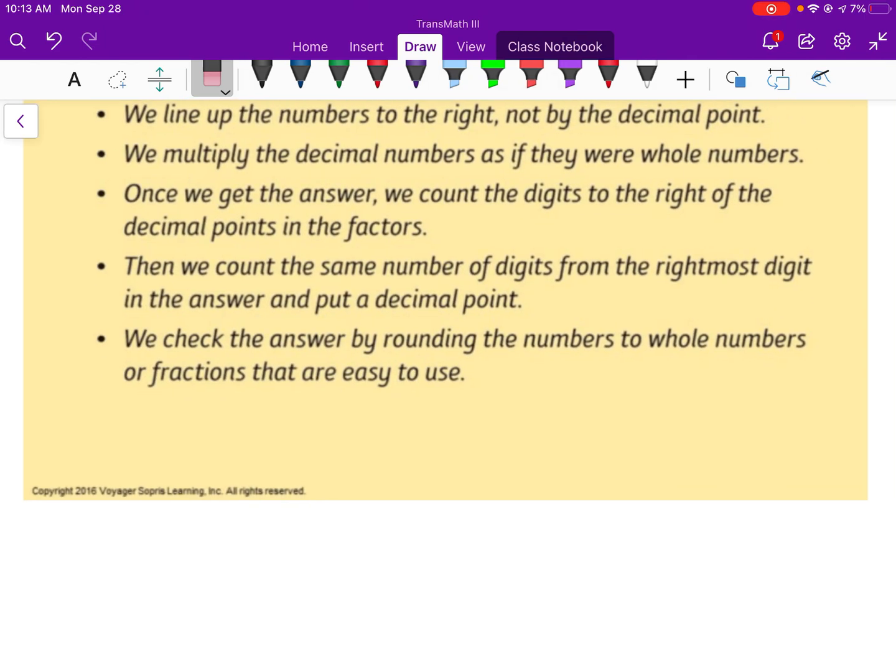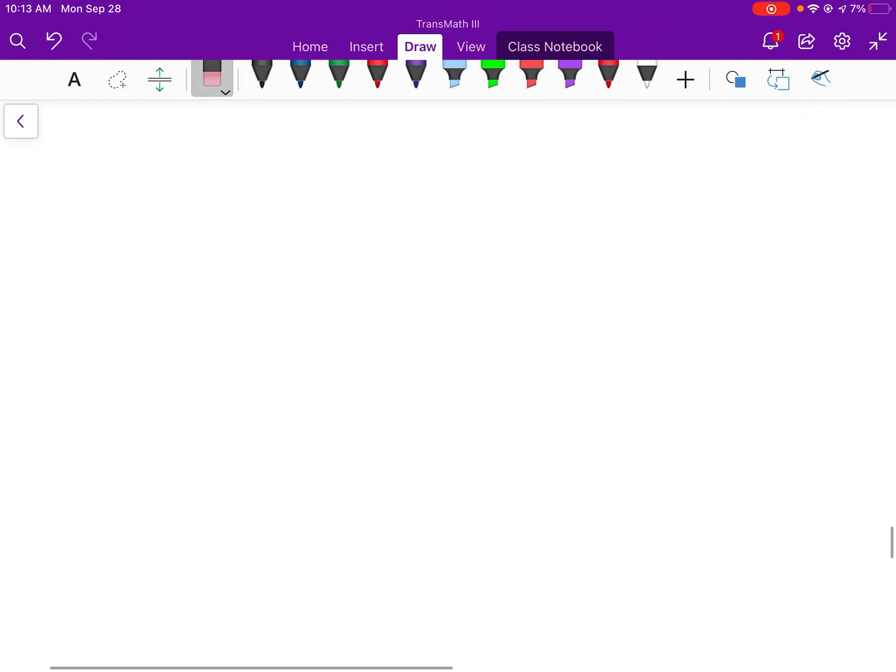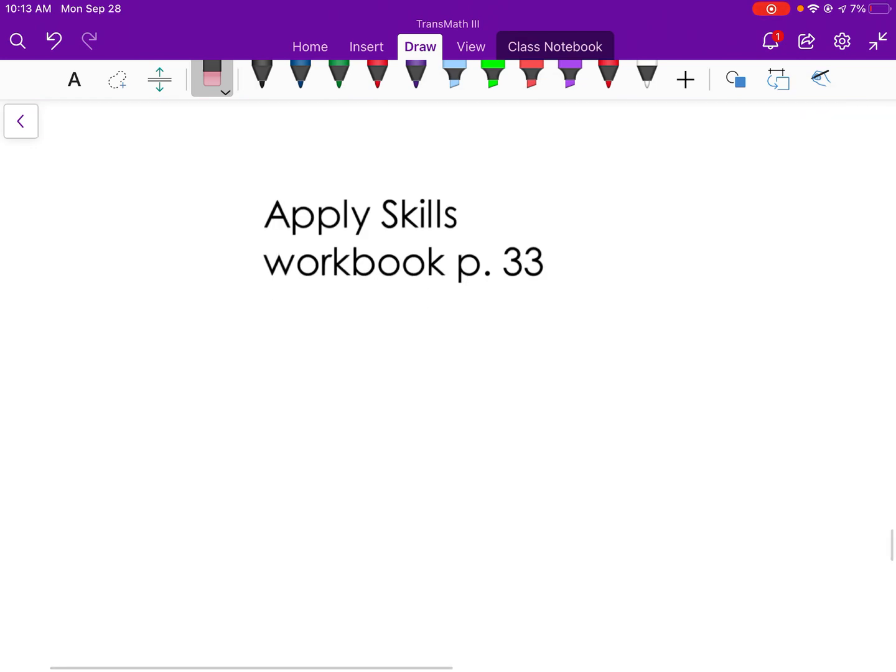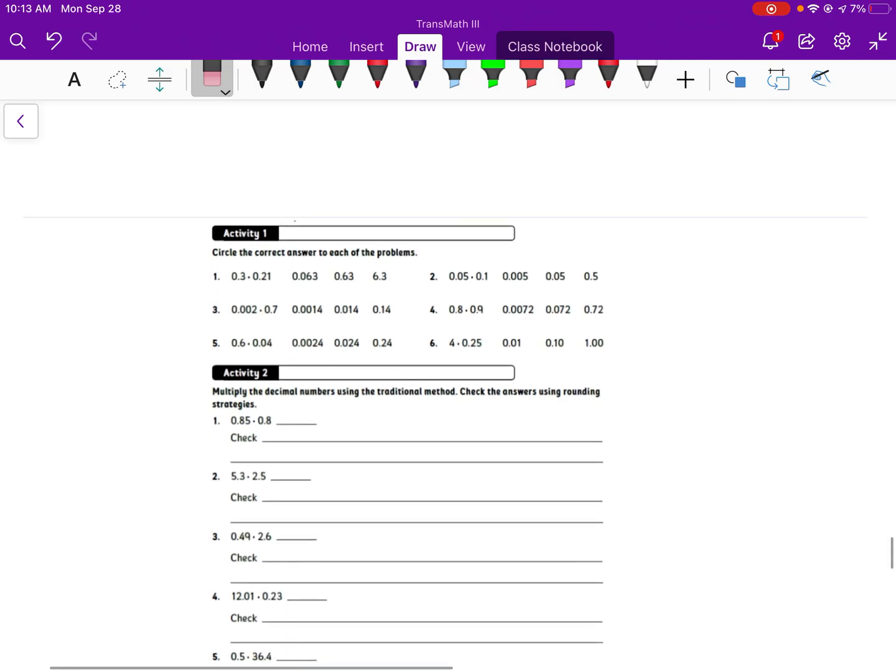Okay, then we can do the rounding with the whole numbers to make sure we are close to our answer. Okay, so apply skills, page 33. Go ahead and do that. Line up your right side, multiply like whole numbers, count your decimal places.